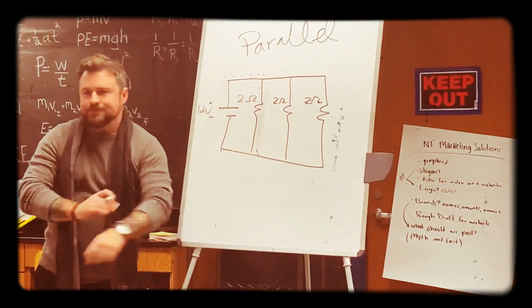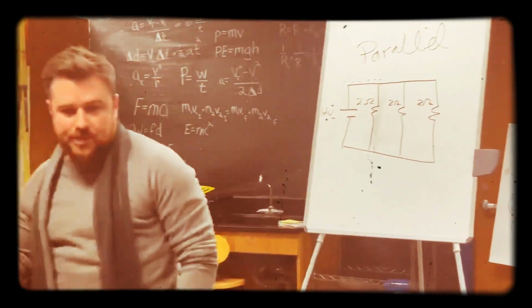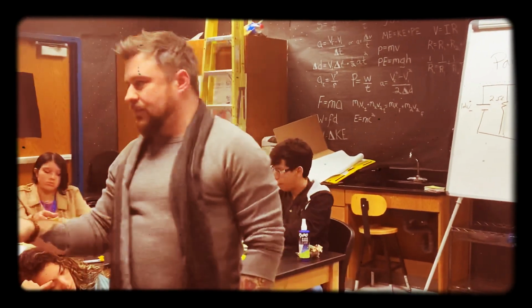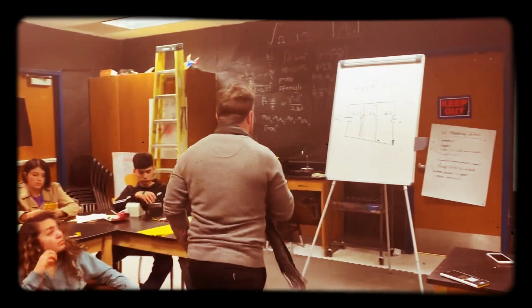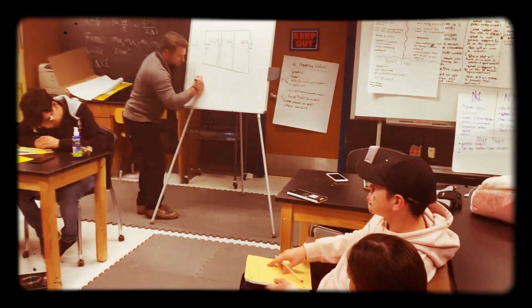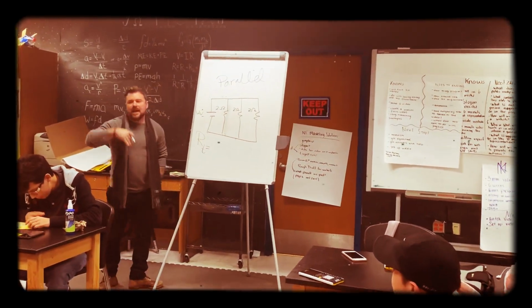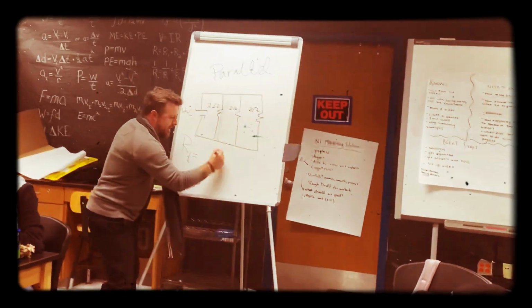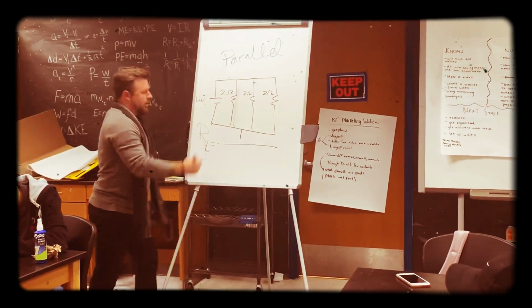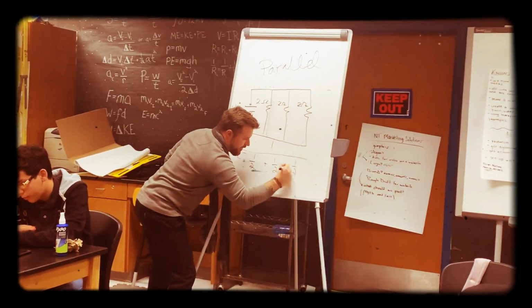Do you think I can add them up? Is it that simple? No. It is not that simple. Something crazy happens, and we have to calculate the total or equivalent resistance, not by adding 2 plus 2 plus 2, but we have to do this crazy reciprocal relationship. It's 1 over a half plus a half plus a half.